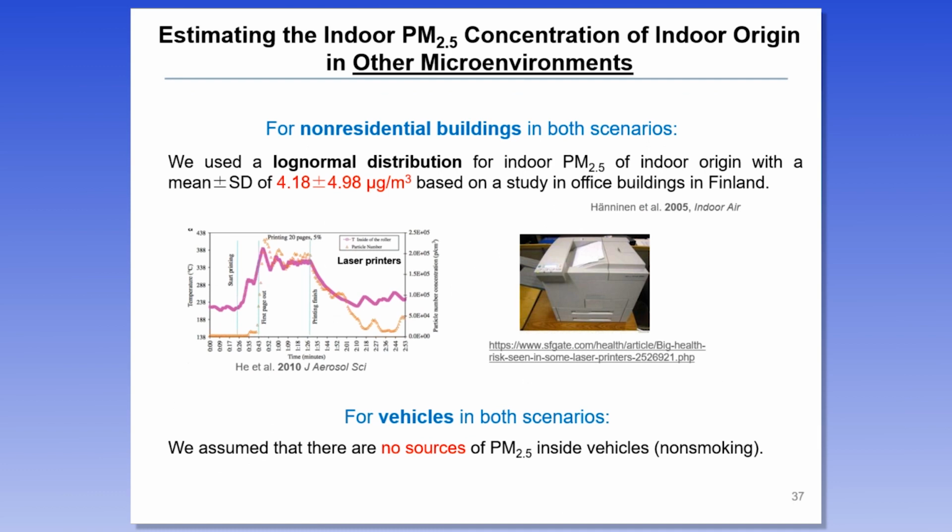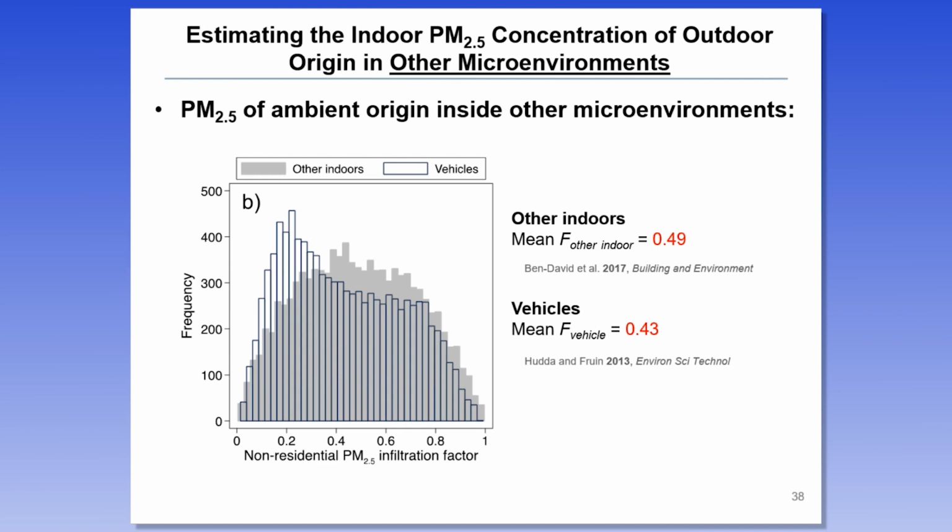For non-residential buildings, for both scenarios, we rely on a study from Hänni et al. in 2005. They suggested a log-normal distribution for indoor PM2.5 of indoor origin with a mean and a standard deviation of 4.18 and almost 5 micrograms per meter cubed, respectively. For vehicles in both scenarios, we assume there are no sources of PM2.5 inside a vehicle. Again, for the infiltration factors for other environments, we consider Ben and David 2017 data, which was an average of 0.49 for the infiltration factor of PM2.5. Inside vehicles, as we talked about, the infiltration factor of PM2.5 was 0.3, which was a combination of two scenarios for the air conditioning system of the vehicle. The distributions of both of these infiltration factors are shown in the graph on this slide.